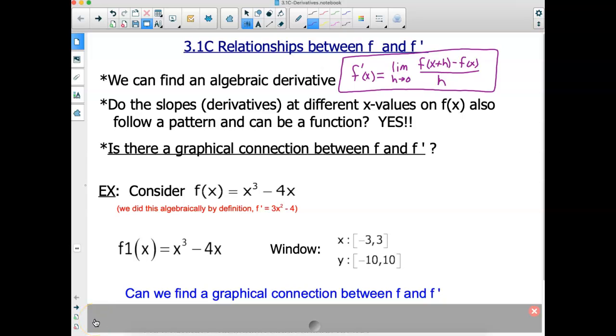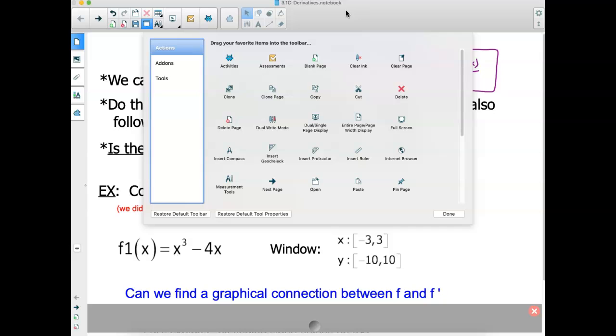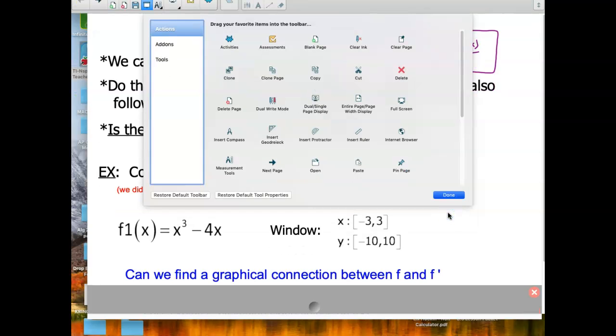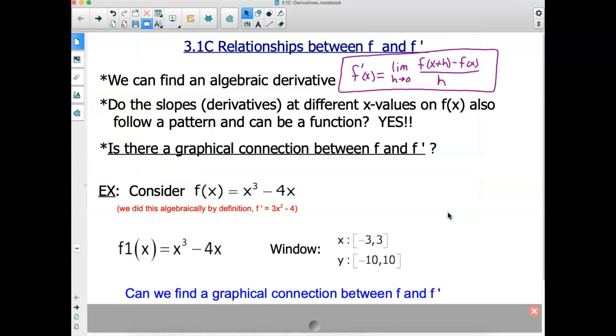Oh, good morning. We're still hanging out and chilling out in section 3.1. What we're actually doing is we're looking for relationships between f and f prime, okay? And we have found an algebraic derivative.